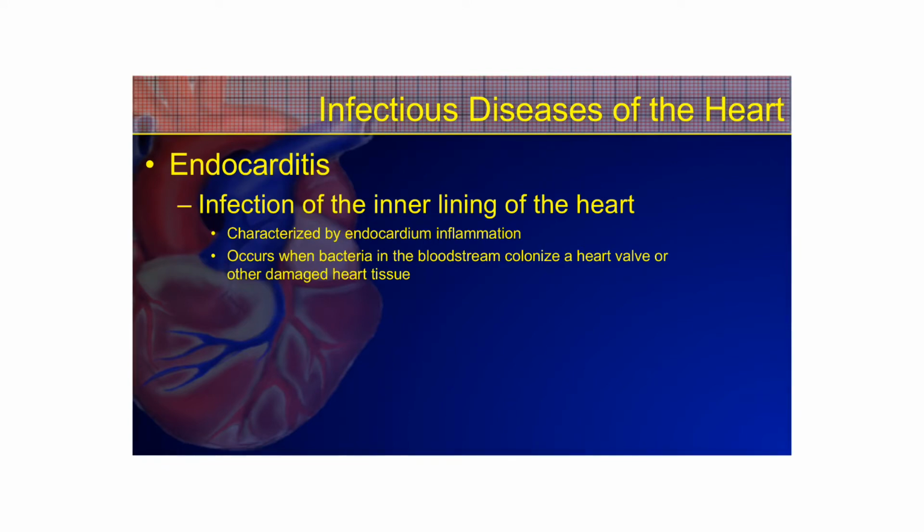Next, we're going to talk about some infectious diseases of the heart. So endocarditis, that's the first one, and it kind of makes sense that endocarditis is an infection of the inner lining of the heart, which is known as the endocardium. And endocarditis literally means inflammation of the endocardium. So the inner lining of the heart. And it occurs when bacteria in the bloodstream colonize a heart valve or other damaged tissue in the heart, and they begin to multiply within that endocardium.